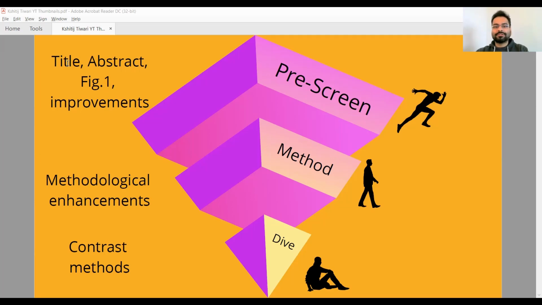Another thing that I ask my students to always look for is the first figure of the manuscript. As an early stage researcher, sometimes you may not be able to understand the technical figures like the graphs and trends, but you would likely be able to understand the very first figure that appears in the introduction.